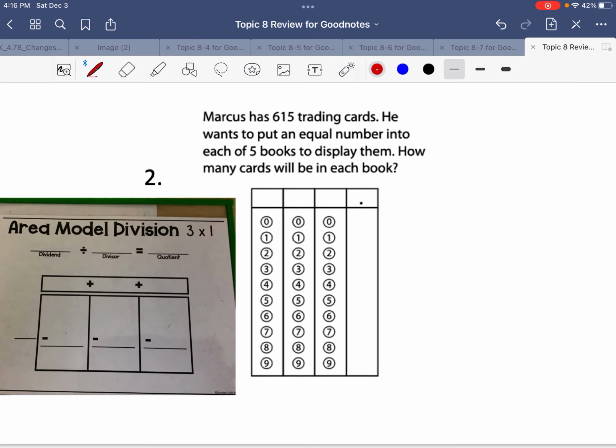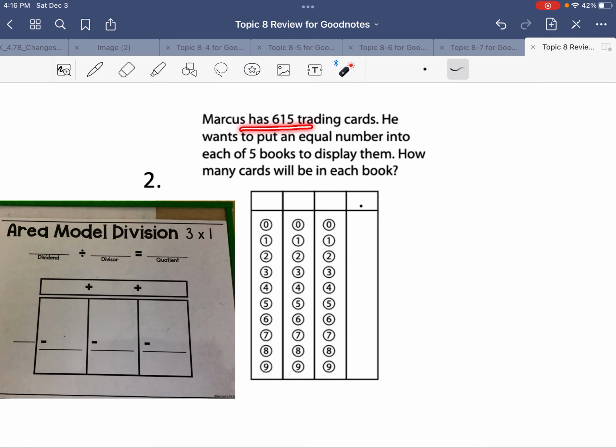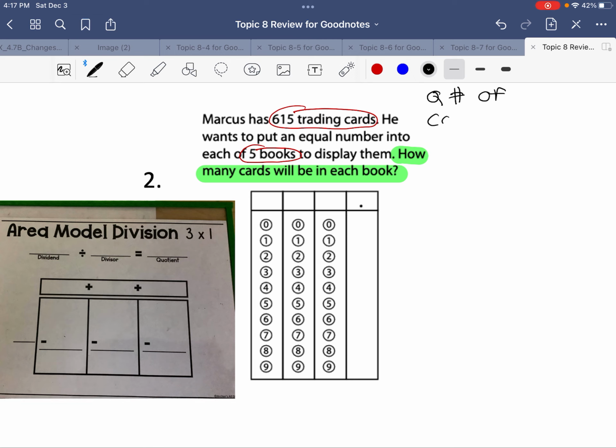Next problem. It says Marcus has 615 trading cards. He wants to put an equal number into each of 5 books to display them. How many cards will be in each book? So I'm going to do my cubes, circle my important numbers, 615 trading cards, 5 books. I'm going to underline my question, how many trading cards will be in each book? I'm going to rewrite my question. It's looking for number of cards in each book.